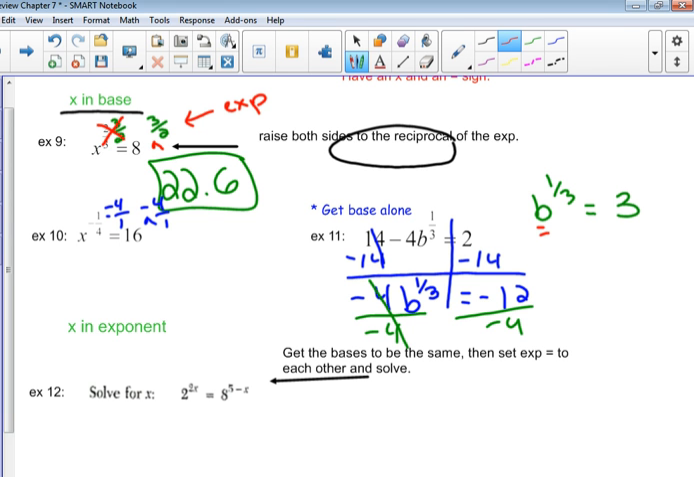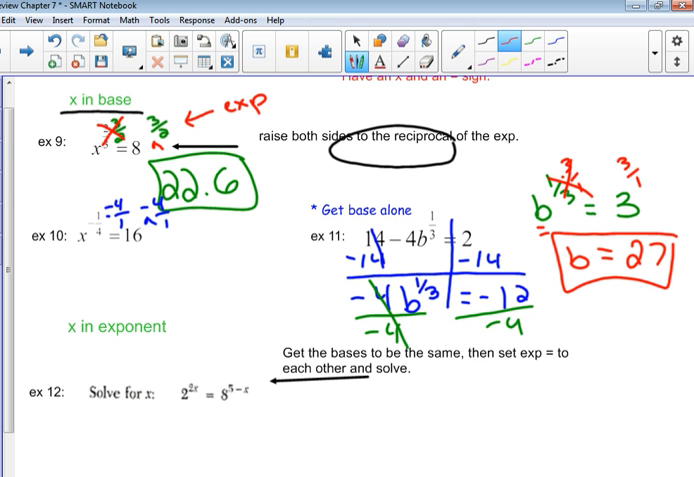So once you get to this step, once the base is alone, now you can do the reciprocal of the fractional exponent. I think you probably know 3 cubed. That's a common thing. Everybody tries to just multiply them. This time, I doubt you'll see one of these. They're not very big.